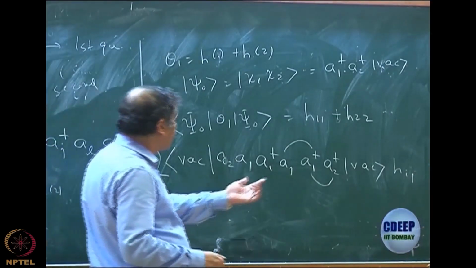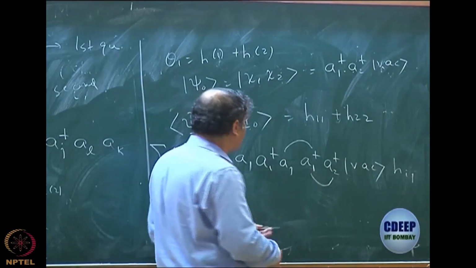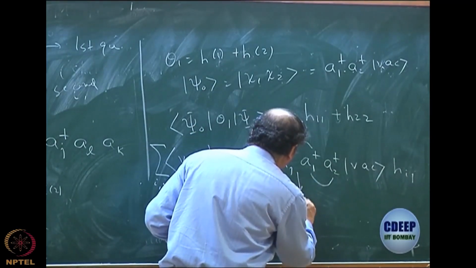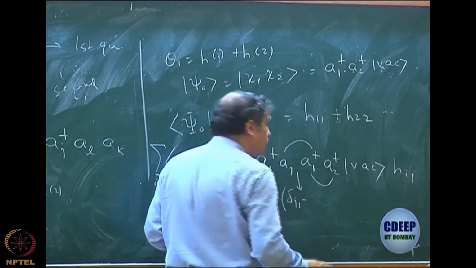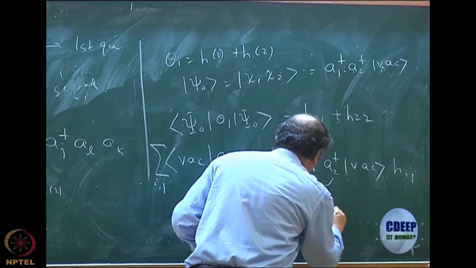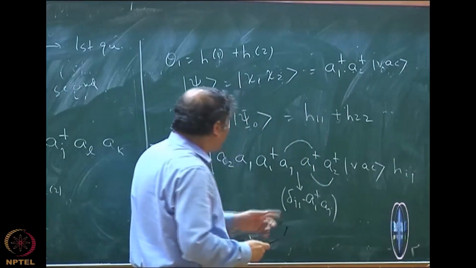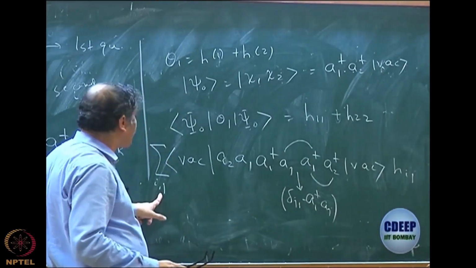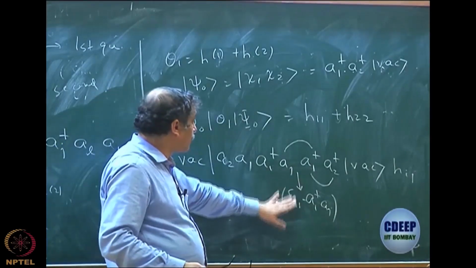Each of these anti-commutations will actually, for example, what will be the anti-commutation of aj ai dagger? This will become delta j1 minus a1 dagger aj, right? So, I bring aj to the right. Now delta j1 would automatically ensure that my summation j must be equal to 1, otherwise this term drops out.